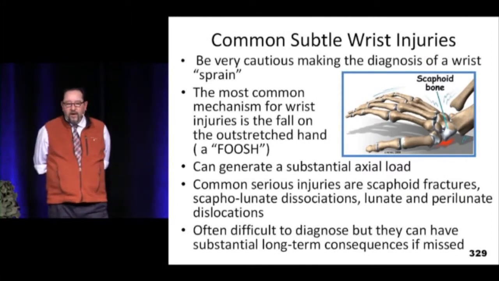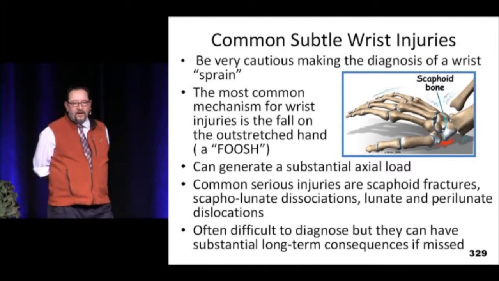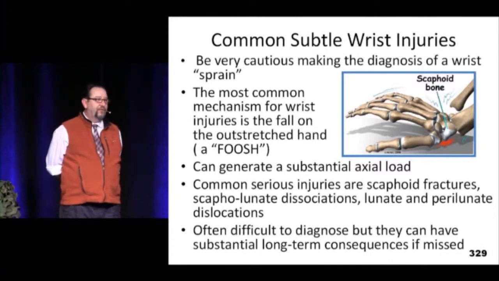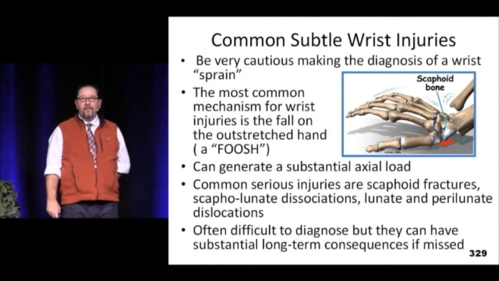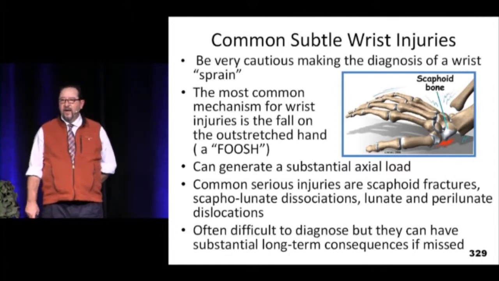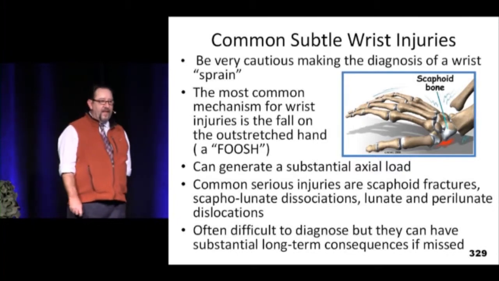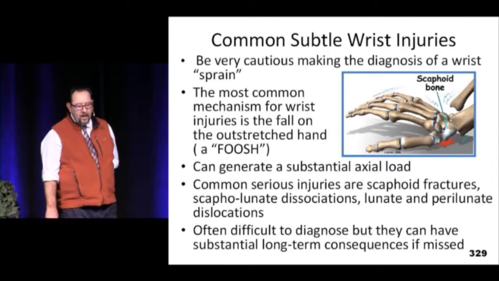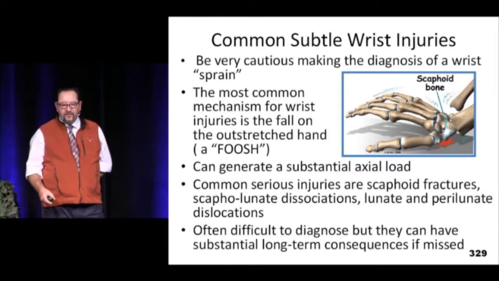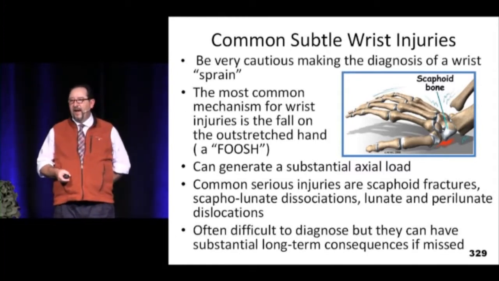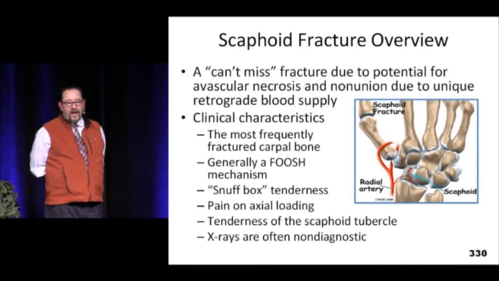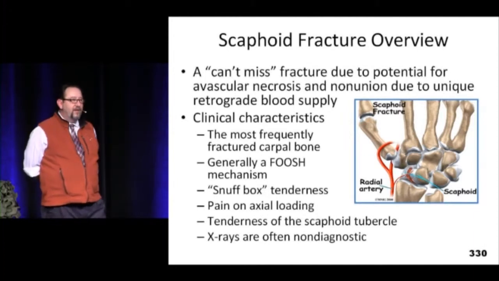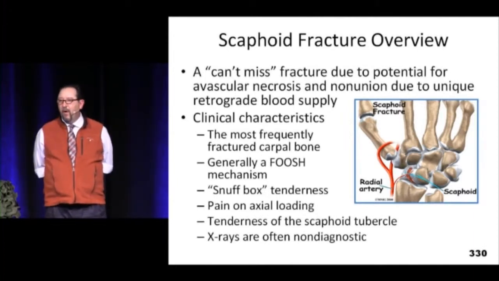All right, now, a fall on an outstretched hand can give you some pretty subtle injuries, and you've got to be careful calling things wrist sprains because they may be more significant injuries than that. The most common missed wrist injury is a scapholunate dissociation, where someone doesn't appreciate that the ligament has been completely torn. There are other things that you don't want to miss, like a scaphoid fracture and a triquetral fracture, and we'll get to those in a moment. So scaphoid, you don't want to miss it, and the reason you don't want to miss it is not that it's any worse than any other bone in the wrist.